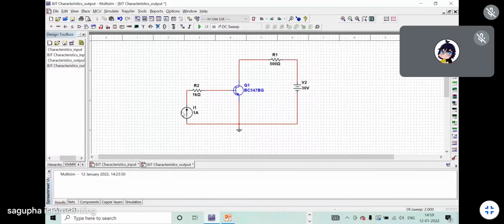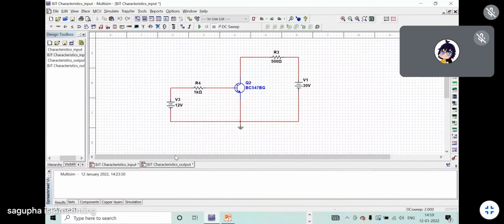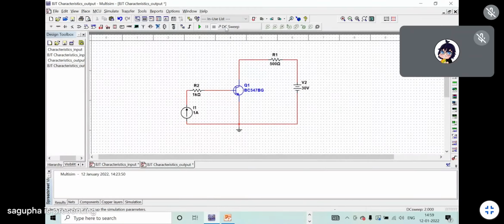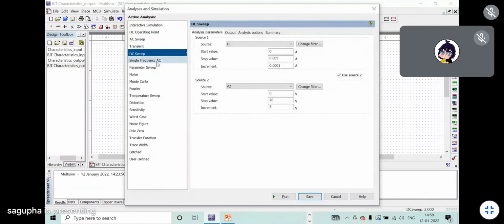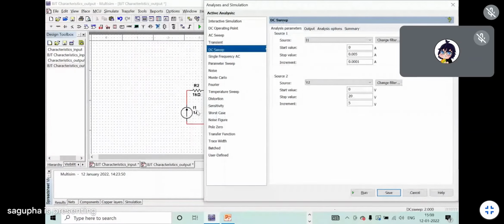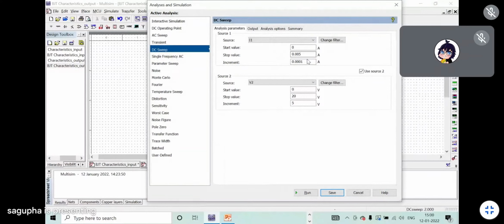Got it? All of you got it? You just have to replace this voltage source with a current source. Then again go to this switch. Here I am giving the value of I. Here you can see the level is I1. You can change the value to IB. You can take a screenshot for the iterations.